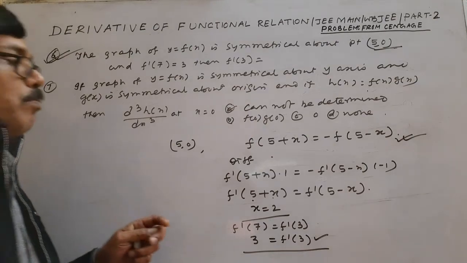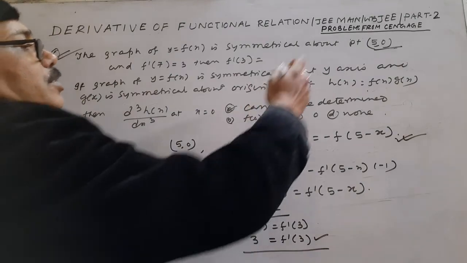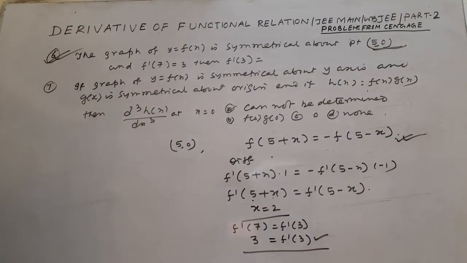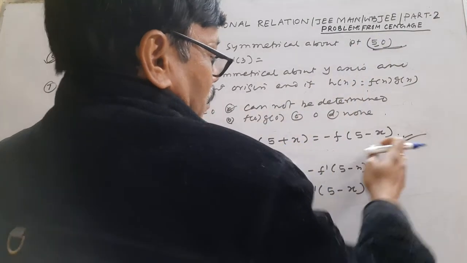So the functional relation is not given directly. It is symmetric about (5, 0). If it is symmetric about (a, 0), then f(a + x) equals minus f(a - x).